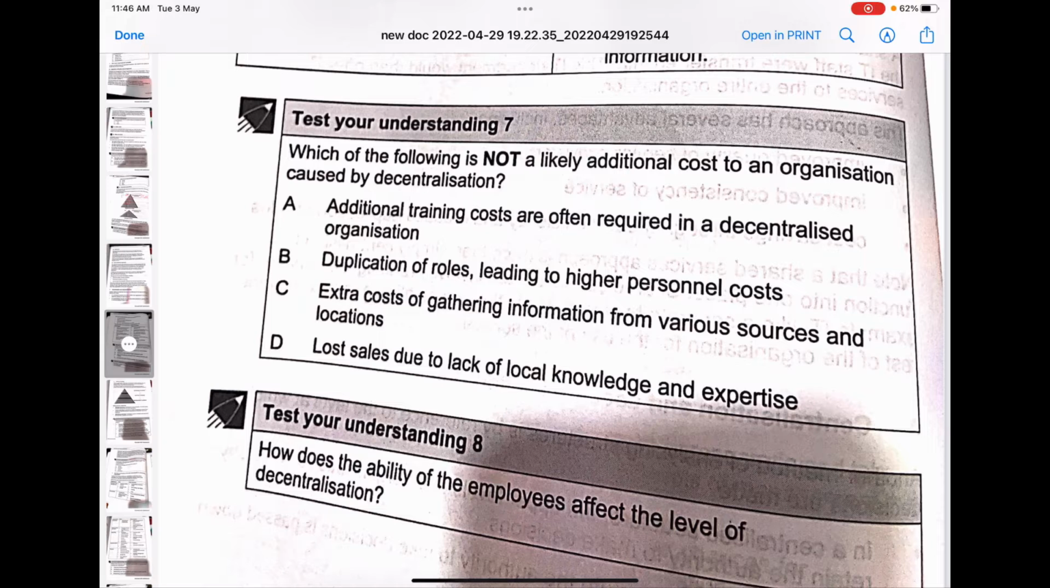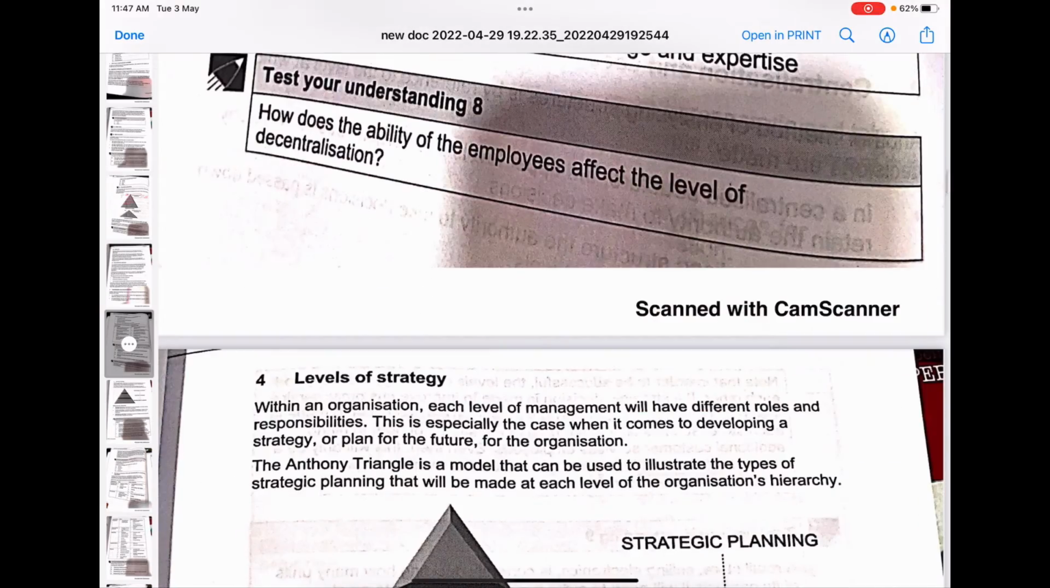So the answer to the seventh question is D, because a decentralized business delegates decision making down. This should allow for better local decisions. When better local decisions are made due to decentralization, there is an increase in sales and not a loss of sales. Test your understanding 8. How does the ability of employees affect the level of decentralization? The more able the employees are, the more decisions they can be entrusted with, so there is a greater level of decentralization. When the employees are more able, it is better for the organization.